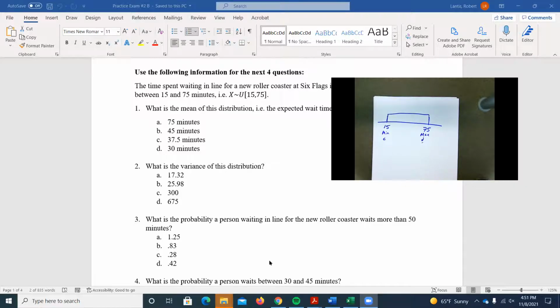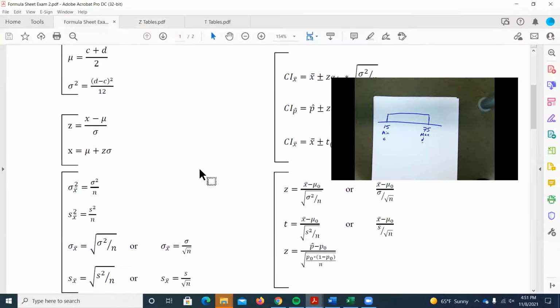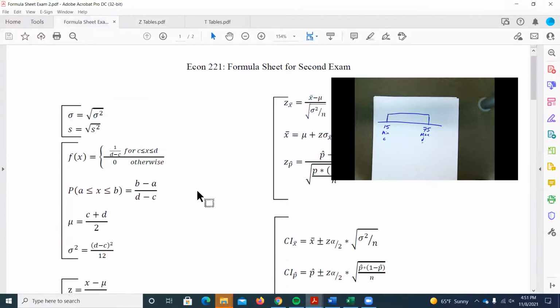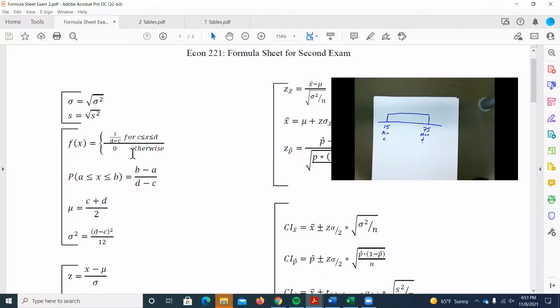Okay. So if I go to my formula sheet, it's organized, which is pretty nice of me, right? In order of how we've covered things. So if we go all the way back here, I remind you, first of all, that the standard deviation is always just the square root of the variance. I also remind you, here are your uniform distribution equations. So here's the mean, here's the variance. It's just a matter of plugging our values in.